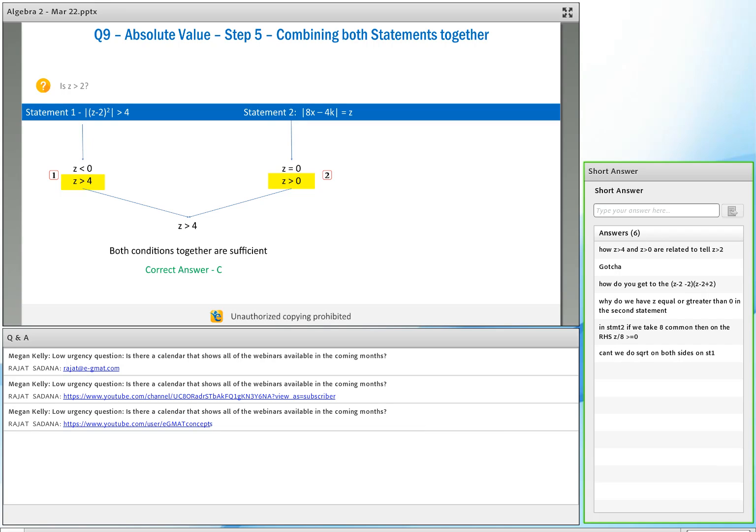You combine these two and you get z is greater than 4. Okay, and statement C is sufficient.